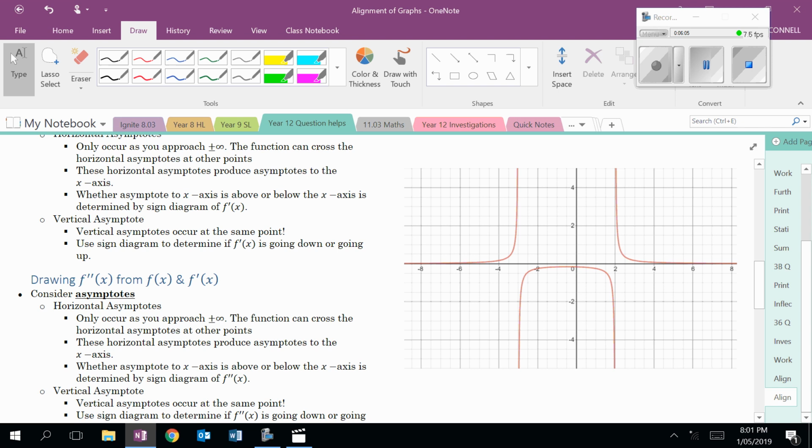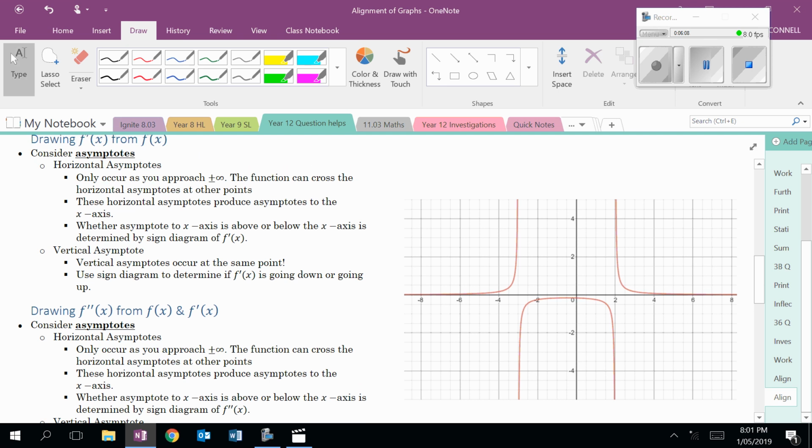Now it can be a little harder when we're dealing with asymptotes, but let's just work our way through it. So horizontal asymptotes only occur as you go to positive and negative infinity. So we see on this graph, as we're going across this way, it's asymptoting to 0 from above, and this way it's also asymptoting to 0 from above. So these horizontal asymptotes produce asymptotes to the x-axis. So any horizontal asymptote will produce an asymptote to the x-axis, and the sign diagram will determine whether the asymptote is to the x-axis from above or below.